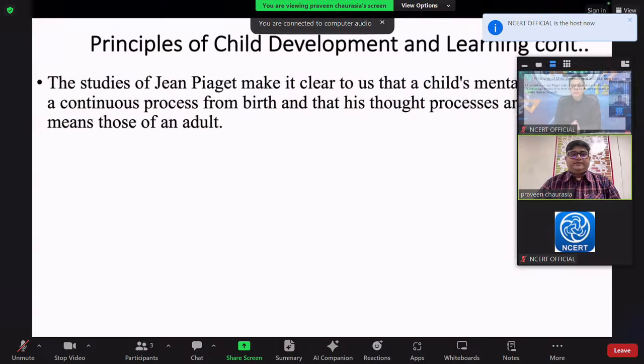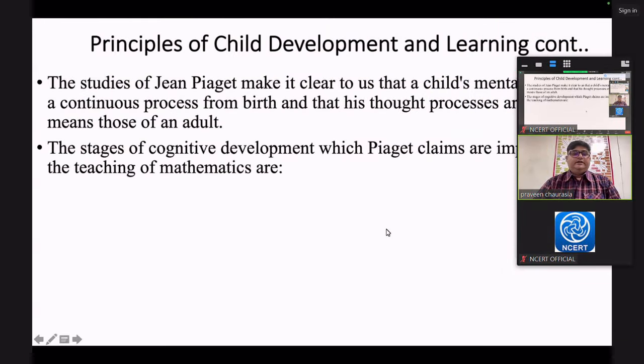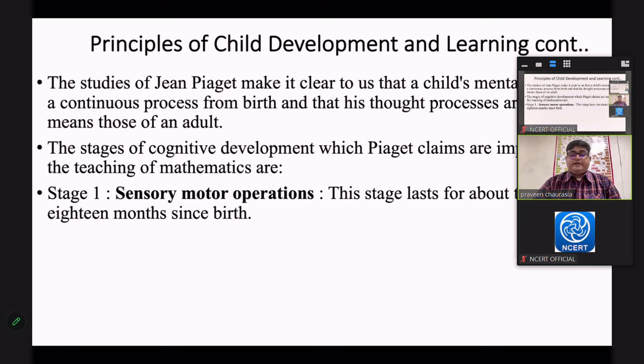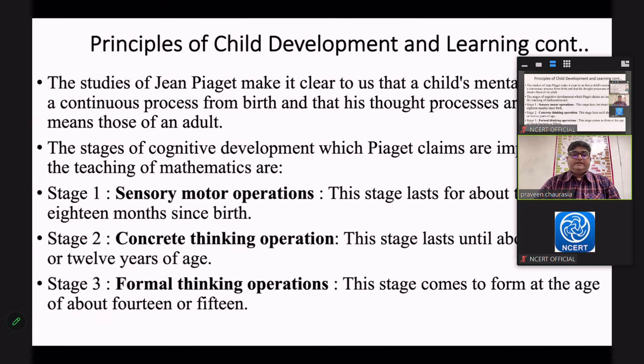The child is thinking about that situation, that mathematical situation. Jean Piaget has talked about some cognitive development stages, and this is related to the teaching and learning of mathematics itself. He is talking about three stages: one is the sensory motor operations, the second is the concrete thinking operations, and the third one is the formal thinking operations. Why is this connected with mathematics?